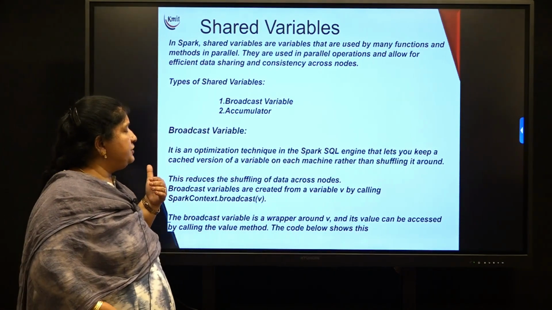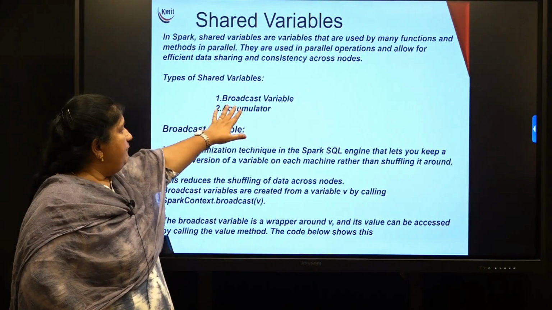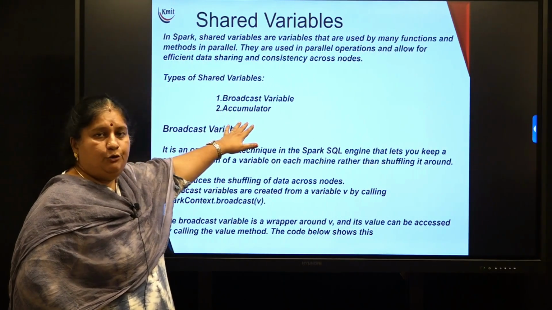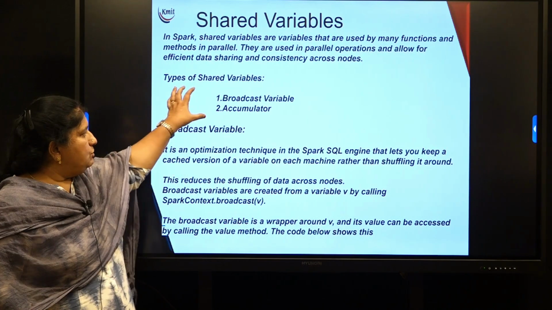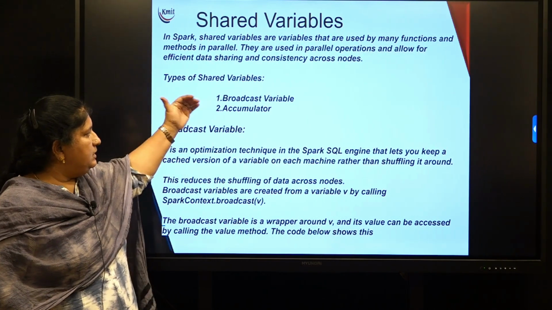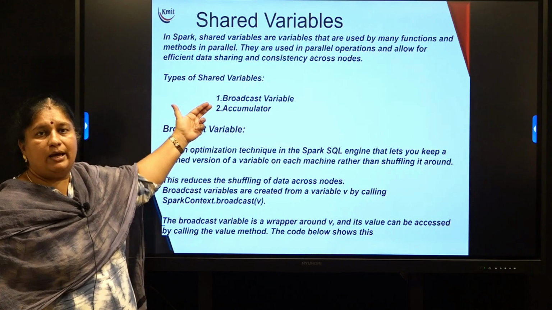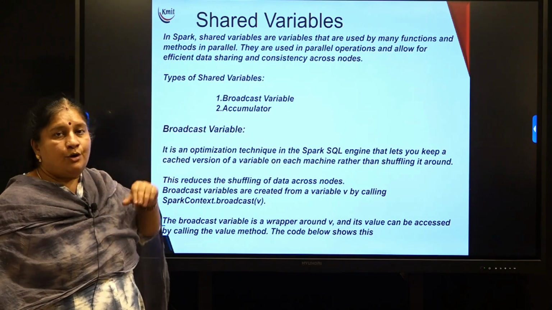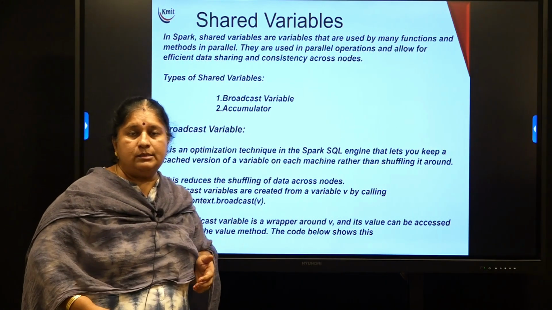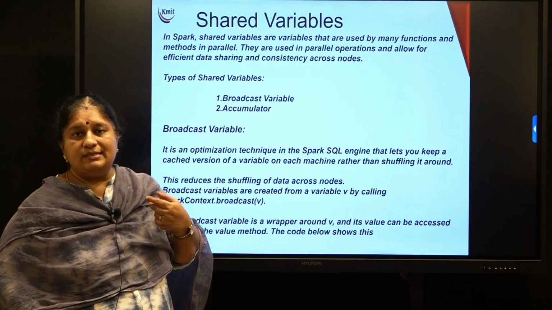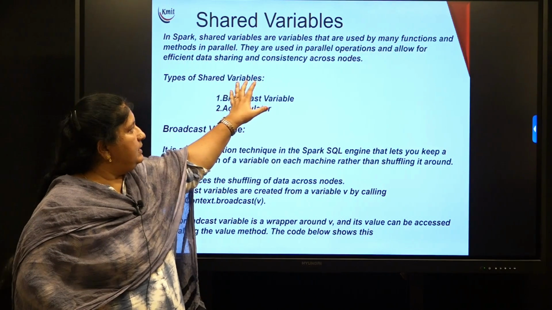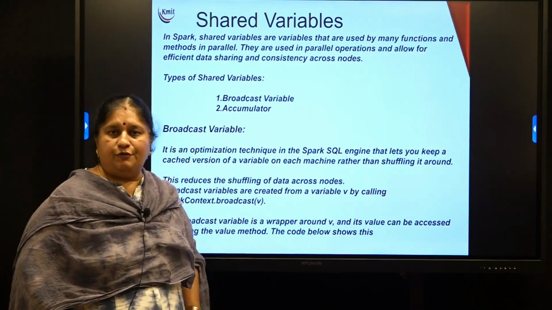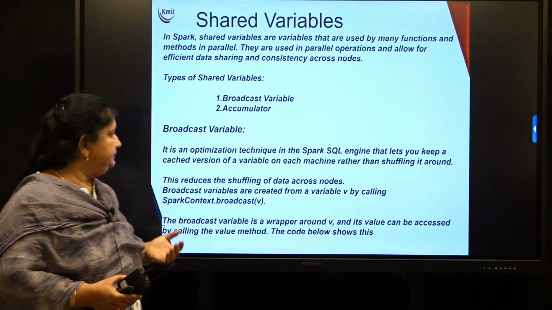How many types of shared variables are there? We have broadcast variable and accumulator. There are basically two categories of shared variables. So let us look at what we mean by broadcast variables and what accumulators are, and where they are needed. Whenever you are talking about shared variables, obviously the concept of consistency comes into the picture. Spark will take care of consistency and parallel sharing of these variables across the nodes.